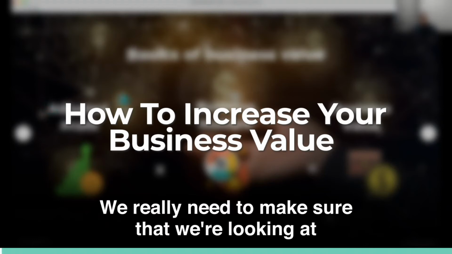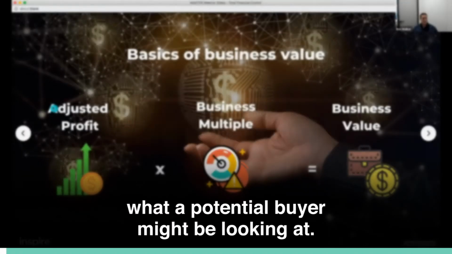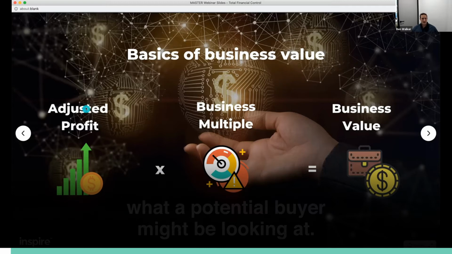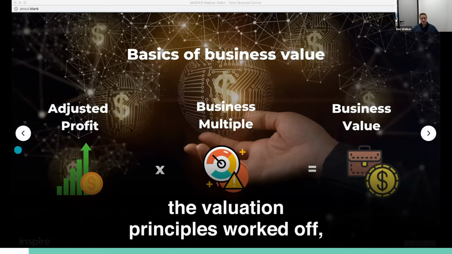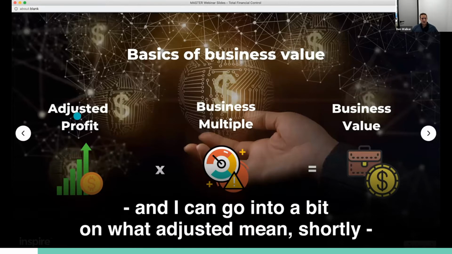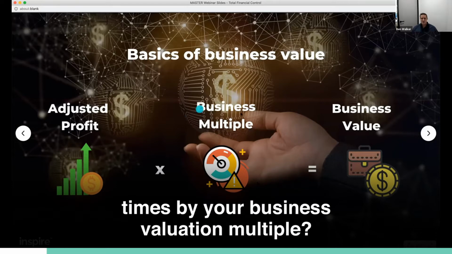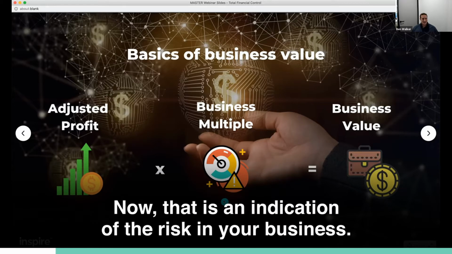We really need to make sure that we're looking at what a potential buyer might be looking at. If you could generalize businesses across the board, the valuation principles worked off: what is your adjusted profit? And I can go into a bit on what adjusted means shortly. Times by your business valuation multiple. Now that is an indication of the risk in your business.